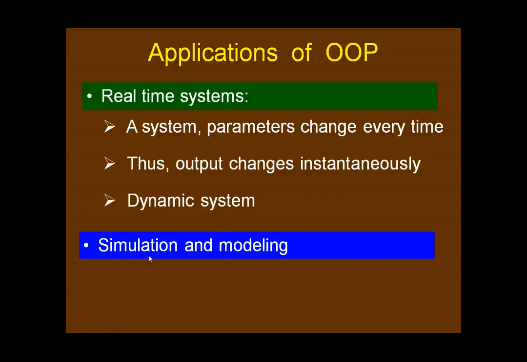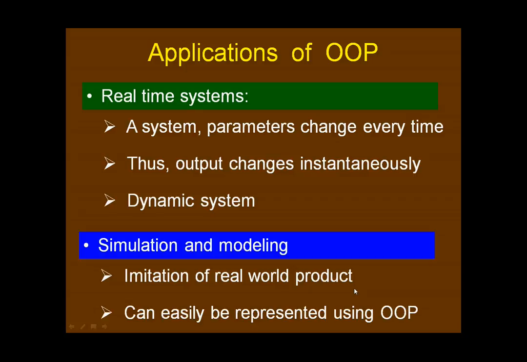Next, it is simulation and modeling. What is a simulation? Simulation is imitation of real world product. Without physical construction, we can develop a product and we can check how it looks like. For example, in case of automobile industry, cars or bikes, they develop the system in the computer and they provide a 360-degree view of the product. Once they feel that the product is good, nice and eye-catching, then they can release the product. That is where they can go for simulation and modeling.